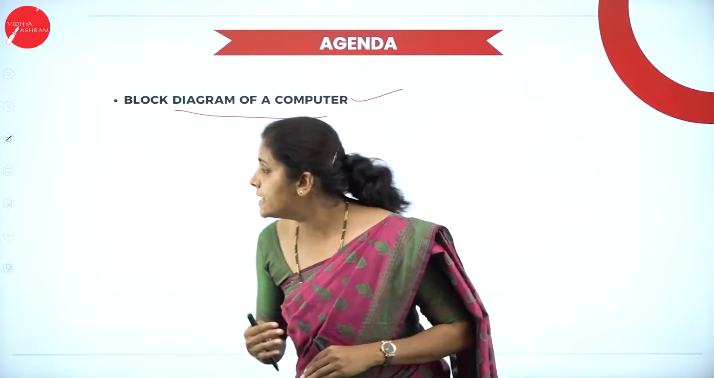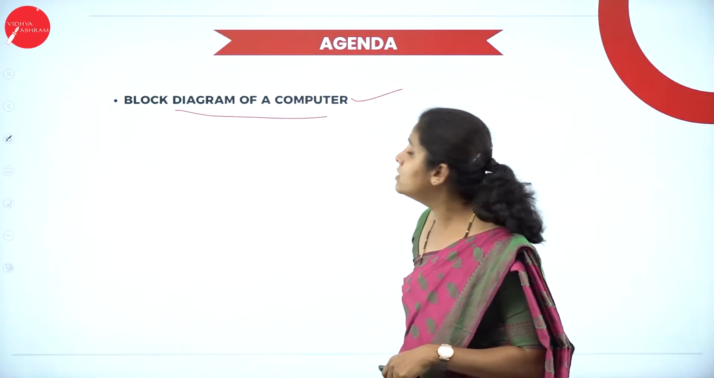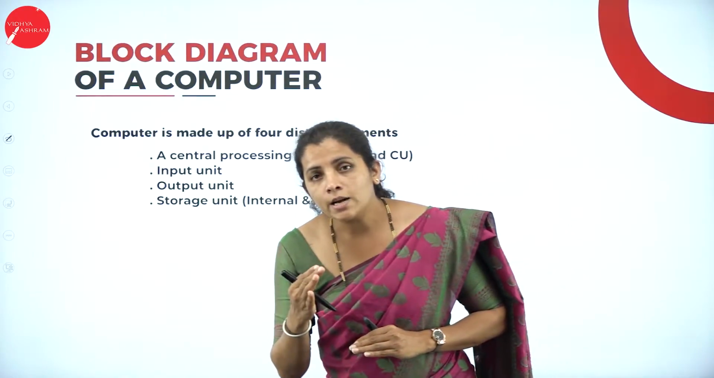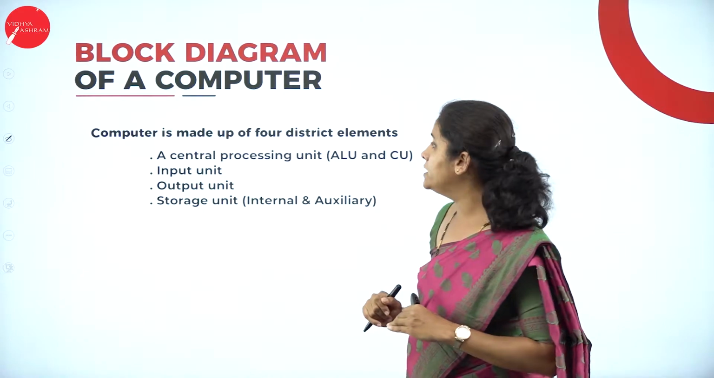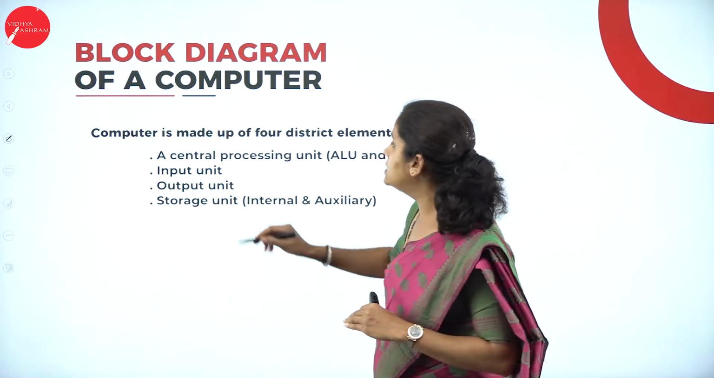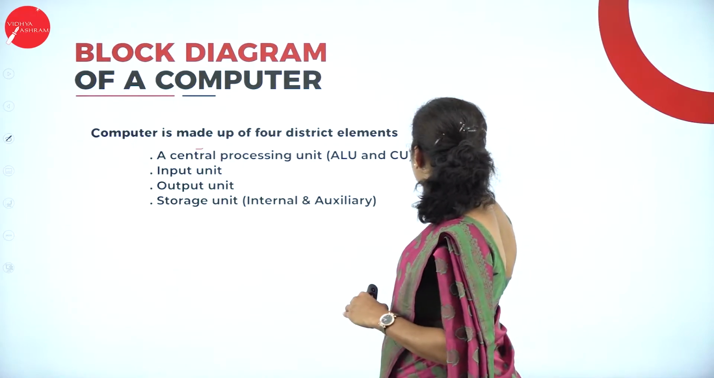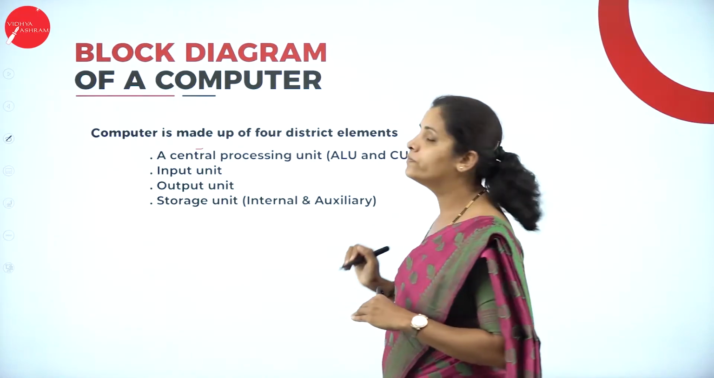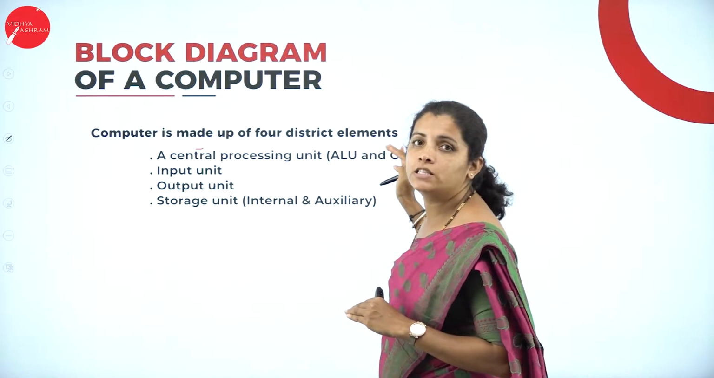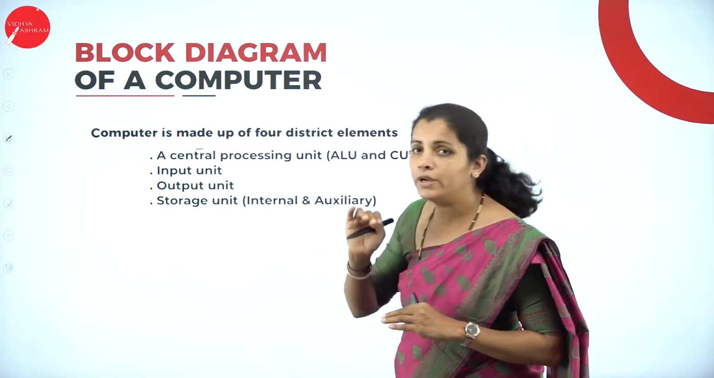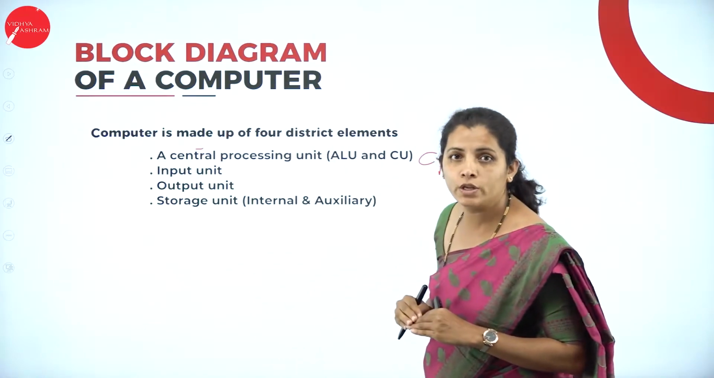Dear students, let's move on to today's topic, that is the block diagram of a computer. In the block diagram of a computer, we are going to get 4 different units. The first one is the central processing unit, also called CPU. CPU includes ALU and CU. That means CPU includes the arithmetic logic unit as well as the control unit.